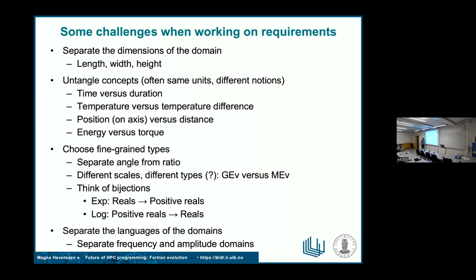That's a choice. Think about it. You can distinguish these things, or you can integrate them into length, the same measurement.